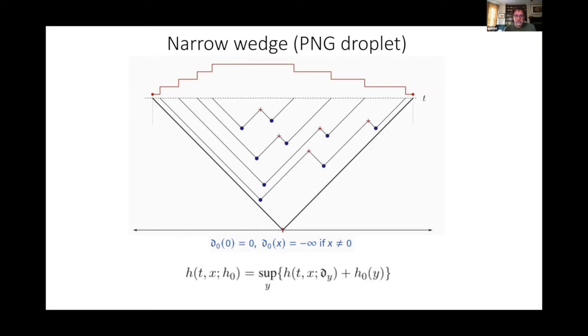Narrow wedge here means that there's initially an infinite number of pluses just to the left of the origin and an infinite number of minuses just to the right of the origin. Or in terms of the height function, it is 0 at the origin and minus infinity everywhere else. As I wrote on the first slide, minus infinity is allowed in these height functions. Infinity is not allowed, but minus infinity is allowed.